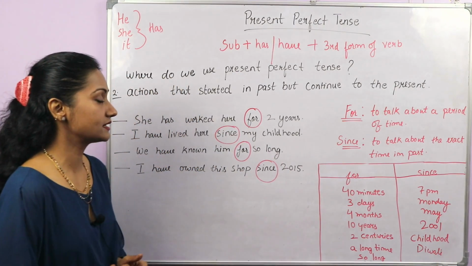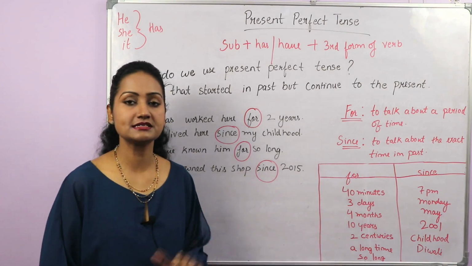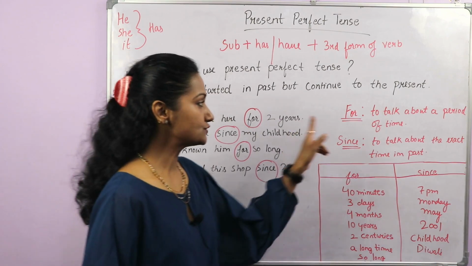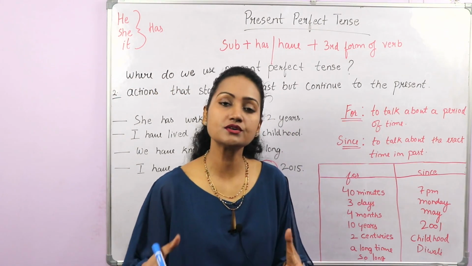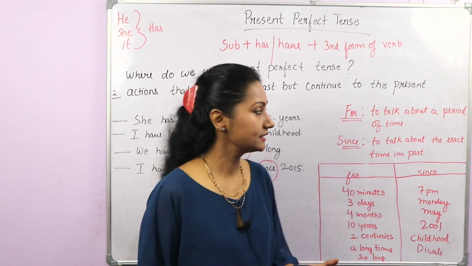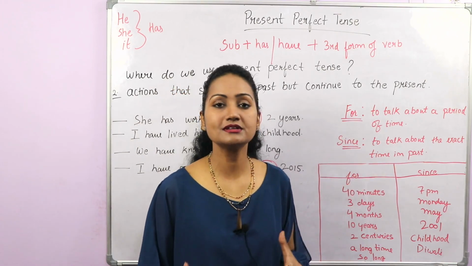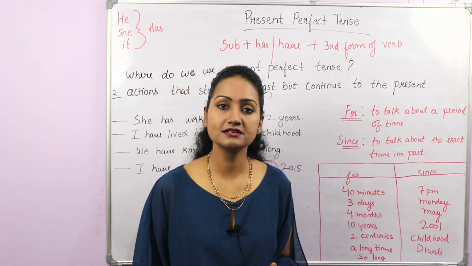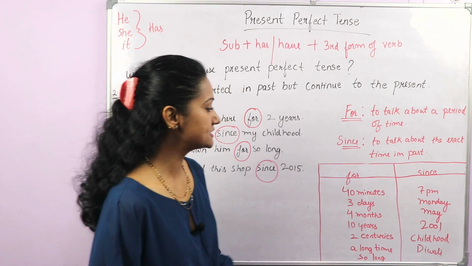Now the thing is where to use for and where to use since. So let's take a look. We use for to talk about a period of time. When we do not know the exact time, but we know a specific period of time, then we use for, and we use since to talk about the exact time. This is the difference. Now let's look at some examples.